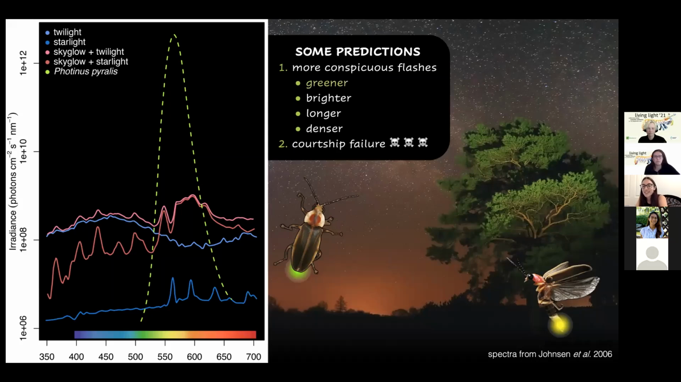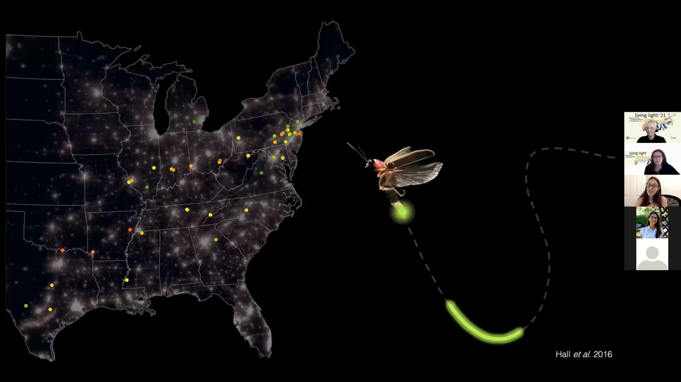So can fireflies become greener in light polluted areas? The optimization model tells us that they shouldn't really be able to do it on an individual level. This is something that happens over evolutionary time through changes in spectral sensitivity. There's very little data on this, except this amazing study from 2016, which shows that the firefly species Photinus pyralis actually does flash in a range of wavelengths that are sort of unique to each population. So each population has its own slightly different color. I've exaggerated them on this map, but it's a difference of about 10 nanometers.